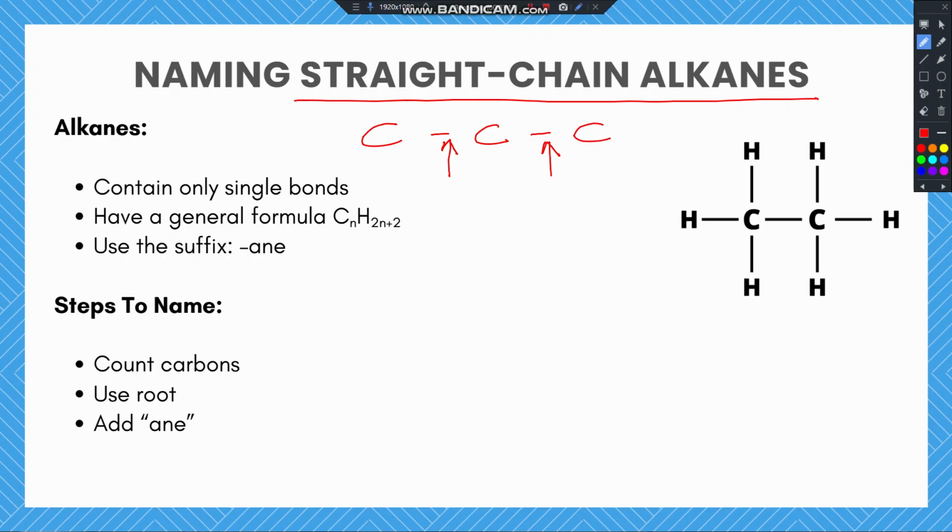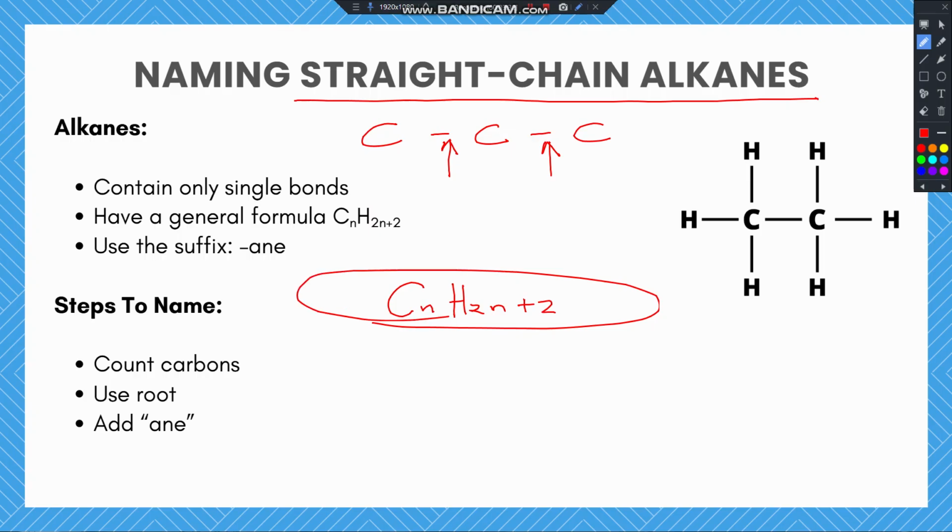And they have a general formula denoted by CnH2n+2. In other words, when you want to identify the molecular formula of any alkane, you use this formula. For instance, if there are two carbon atoms, it means you replace the letter n with the number 2 anywhere you find it. So the molecular formula becomes C2H(2×2+2). Instead of n, I put 2. This becomes C2H6. That's how it works basically.